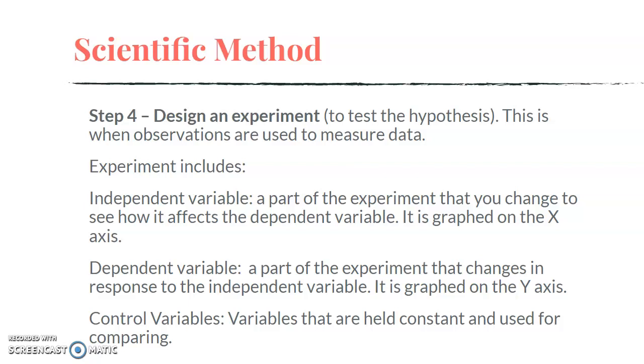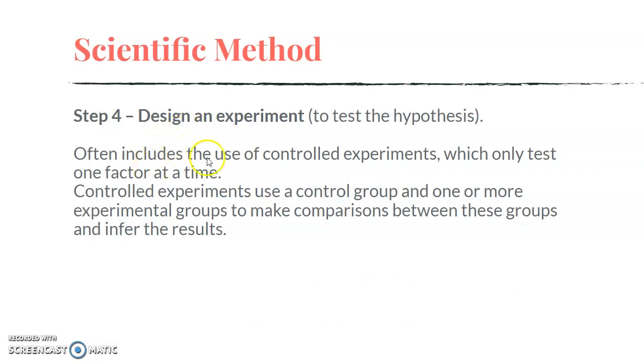And the third thing that we have is the control variables. Now, these variables are held constant and used for comparing. Most of the time what people would do is actually have controlled experiments, right? And a controlled experiment is one where you only test one factor at a time.